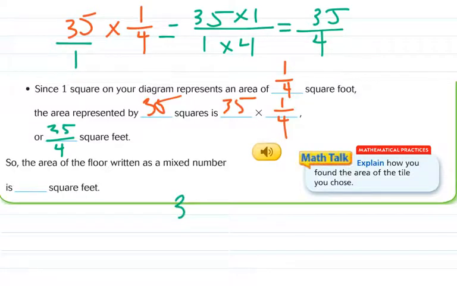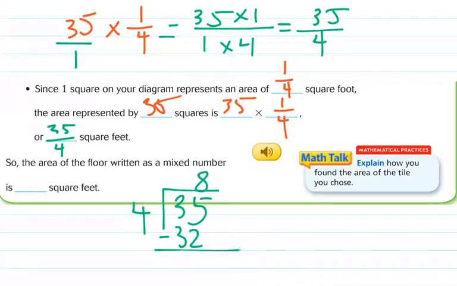So we would say 35 divided by 4 would give us 8. 8 times 4 is equal to 32. 35 minus 32 is 3. So we would say we have 8 wholes and 3/4 square feet for this particular example.